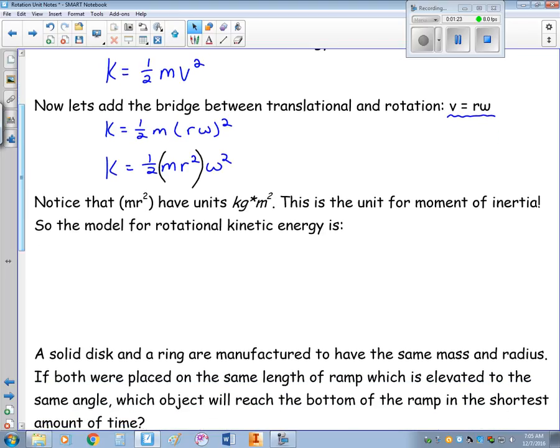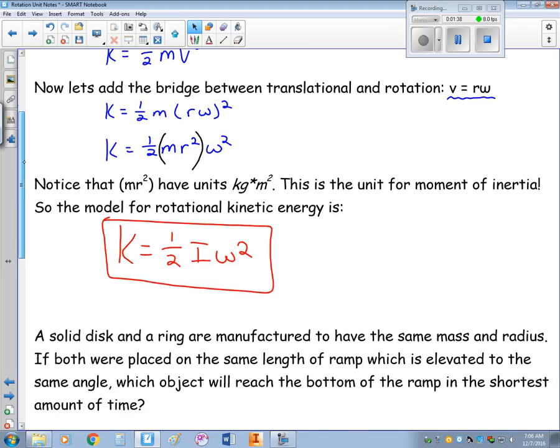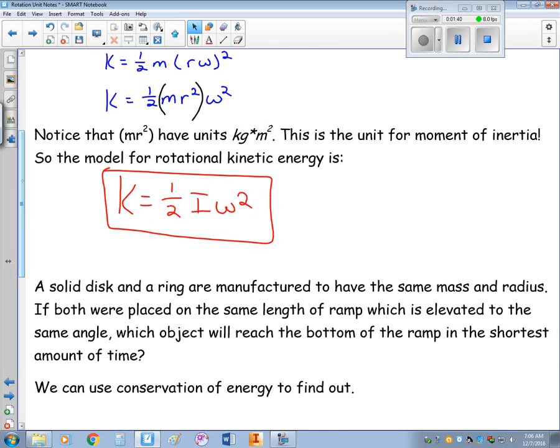So, our model then for rotational kinetic energy is 1/2 moment of inertia times rotational speed squared. It's a pretty simple model, very, very similar to translational.